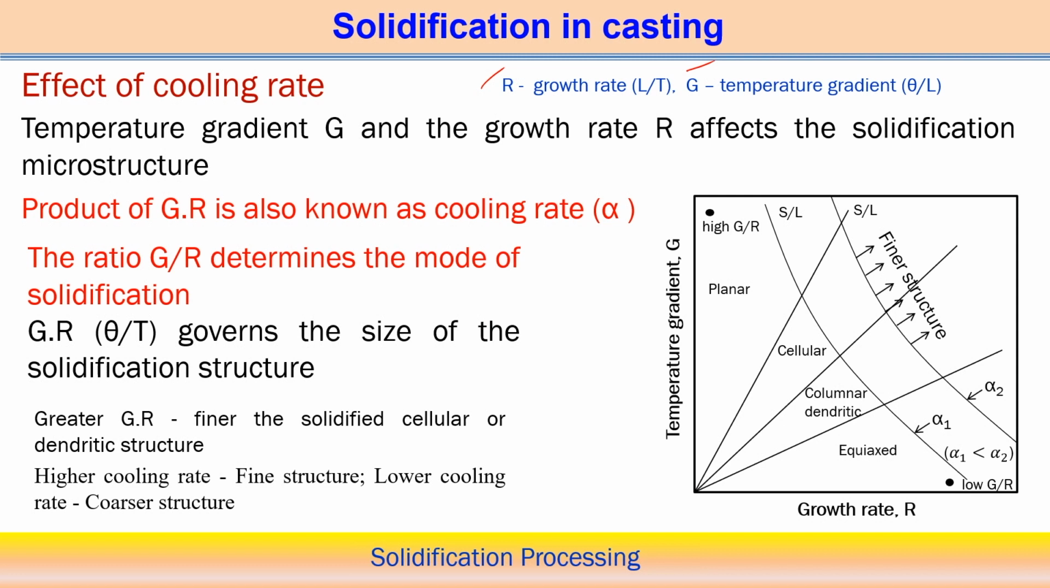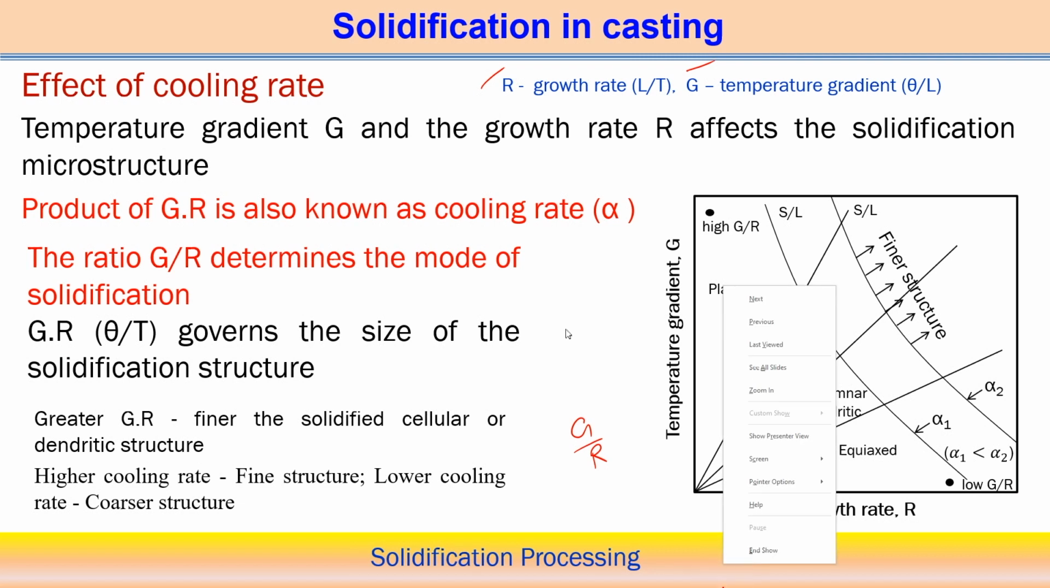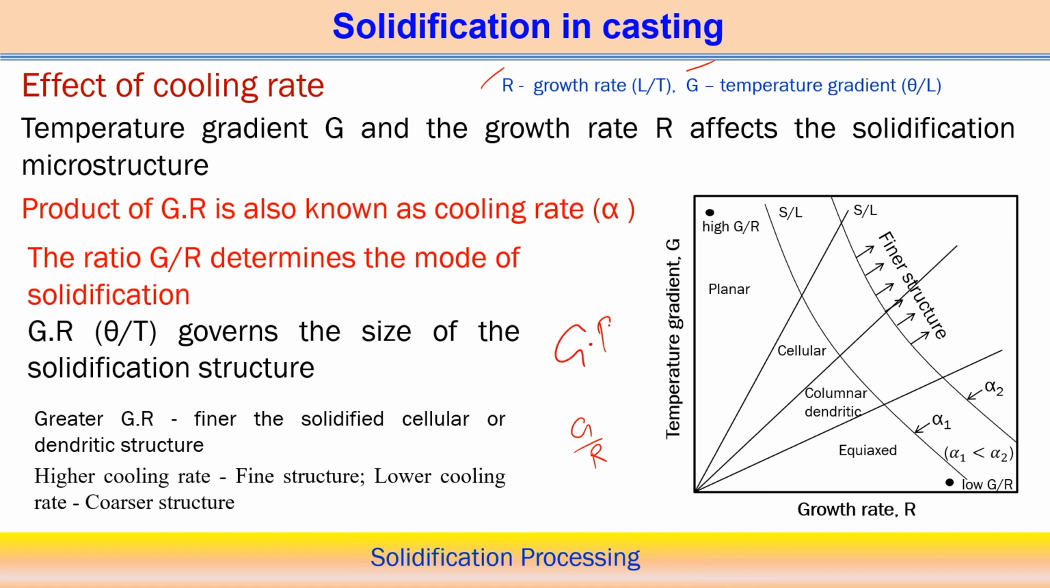Then it is planar mode, cellular, columnar dendritic. We have already seen that instability condition in terms of G by R. So G by R basically represents the mode of the solidification, but G into R basically represents the cooling rate. So both these parameters are important: the mode of solidification and the cooling rate. G into R governs the size of the solidified structure. I mean to say that whether a fine structure or coarse structure will form is decided by the cooling rate, G into R, and the mode of the solidification, planar or cellular, is decided by G by R.